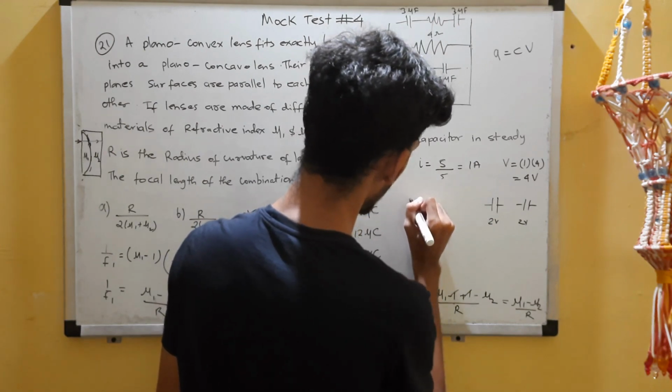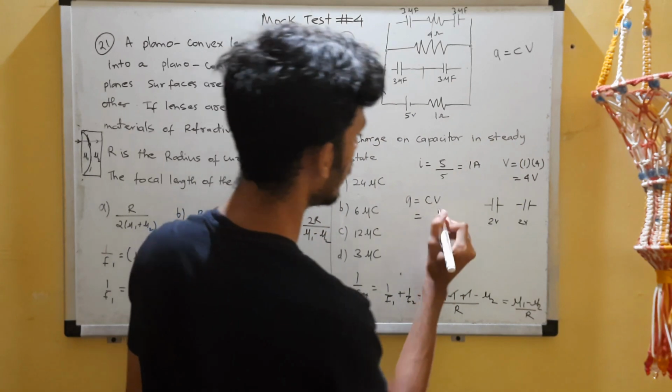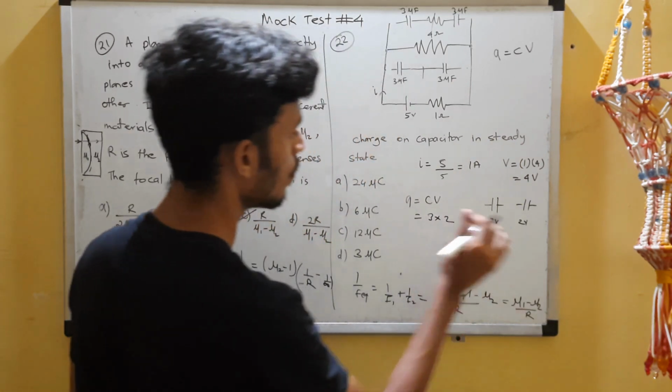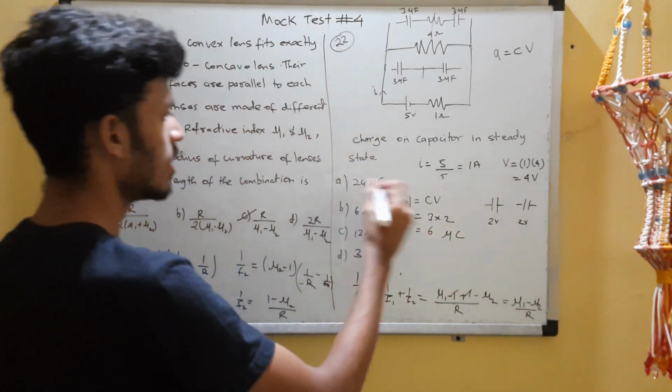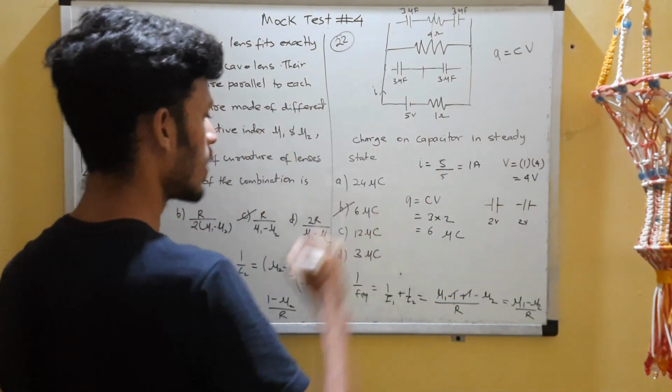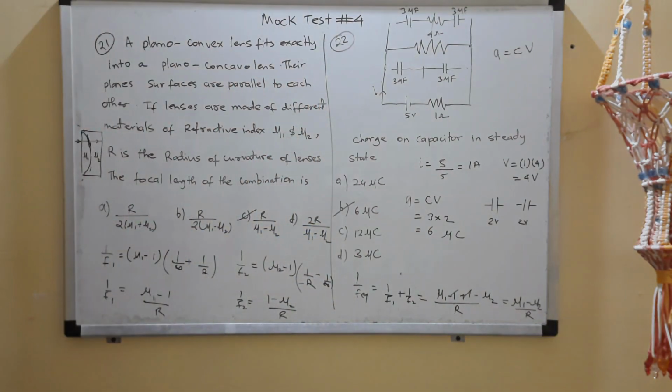So the charge is given as C into V. C is 3 microfarad, so 3 into 2. That is 6 microcoulomb, because C is in microfarad. Option B is the correct choice over here. Over to the next question.